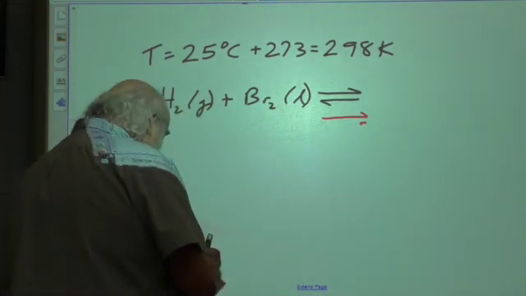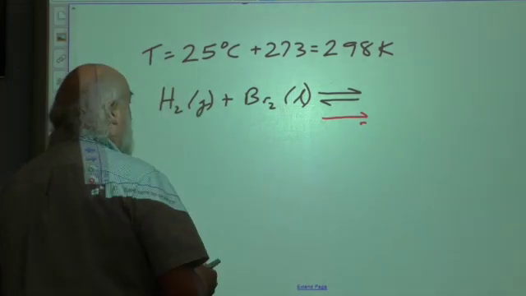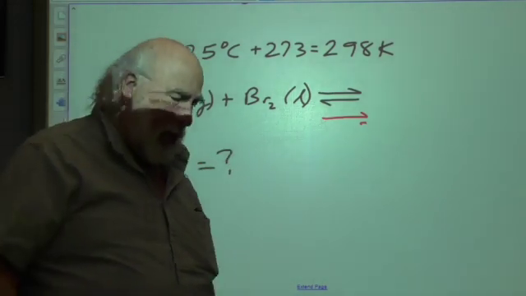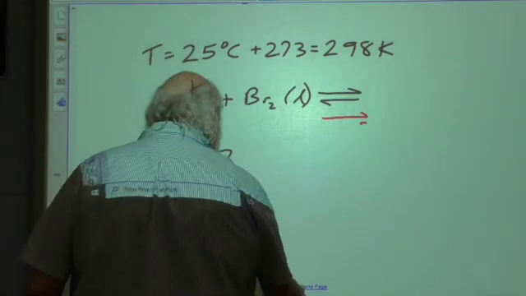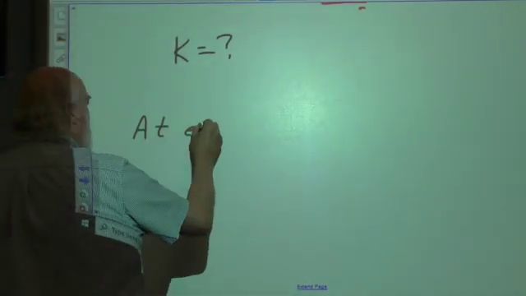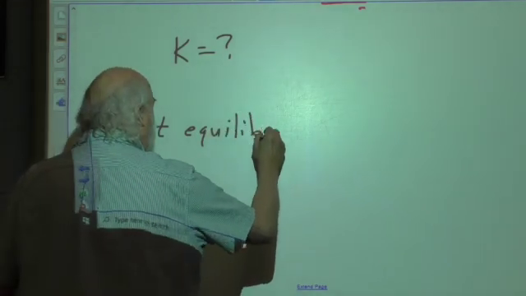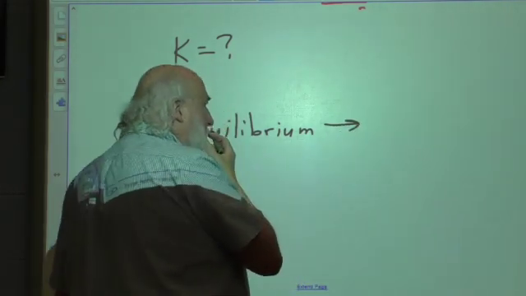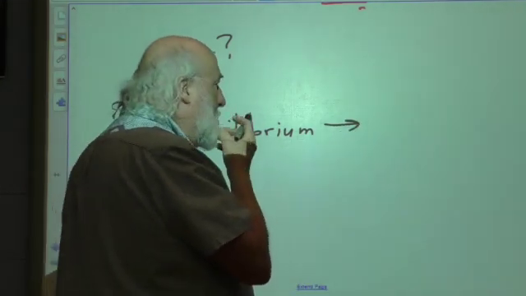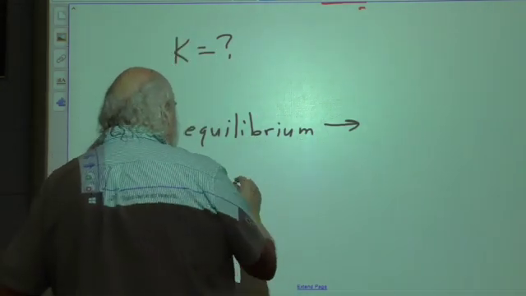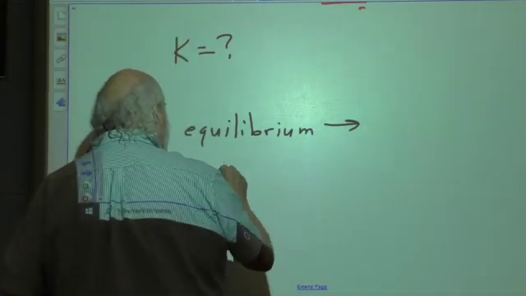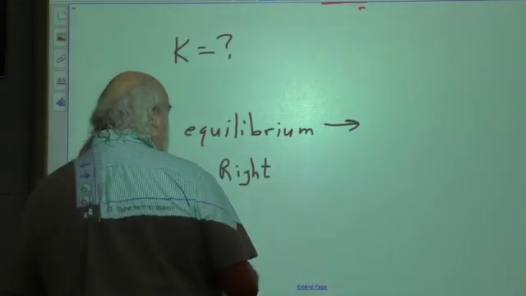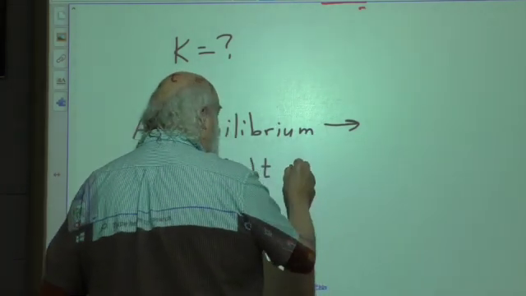Okay. And we want to find the value of K for this. Now, so here's the thing about that. At equilibrium, that means that you have the reaction going to the right has a particular delta G value.